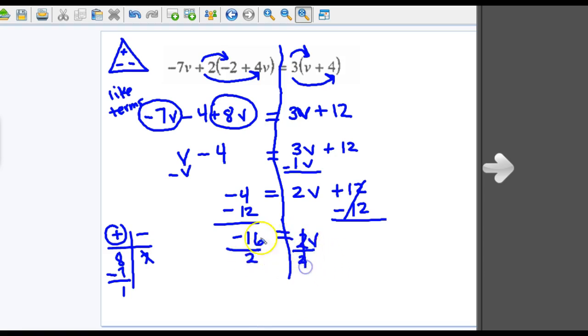This becomes 1. Remember, a negative divided by a positive is going to give me a negative solution. So I know my answer is going to be negative. 16 divided by 2 is 8. And that's going to be v. If I want to now, I can say v is equal to negative 8 and box my answer.